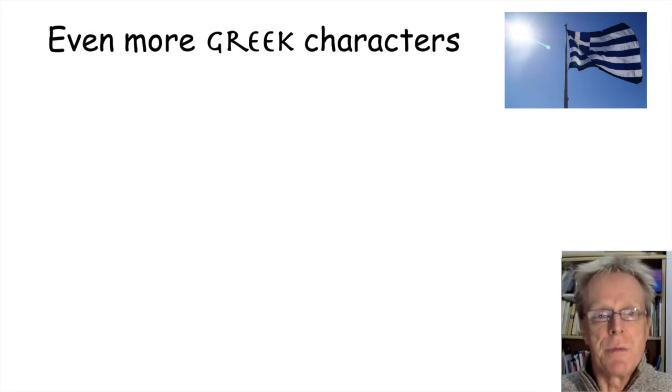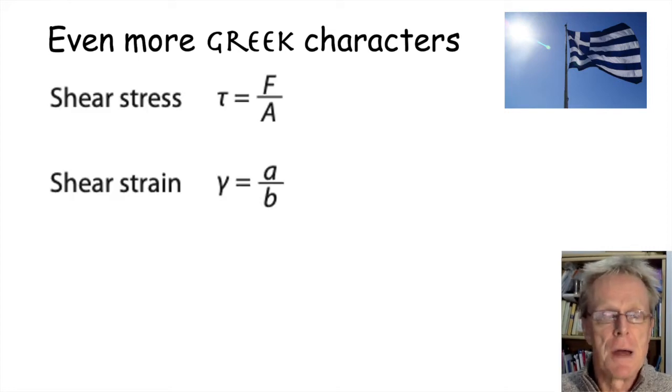So, as we move on, we've got a few more Greek letters to look at. From the formula sheet you'll find that shear stress is this funny curly T equals force over area, and shear strain is what looks at first glance like a Y equals A over B. Now the shear stress symbol is actually called tau, and that's a Greek letter T really. Tau equals the force over the area.